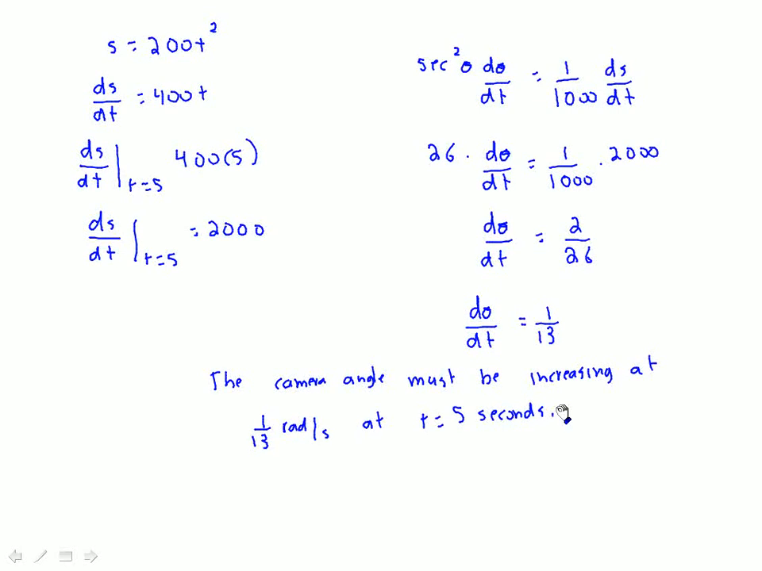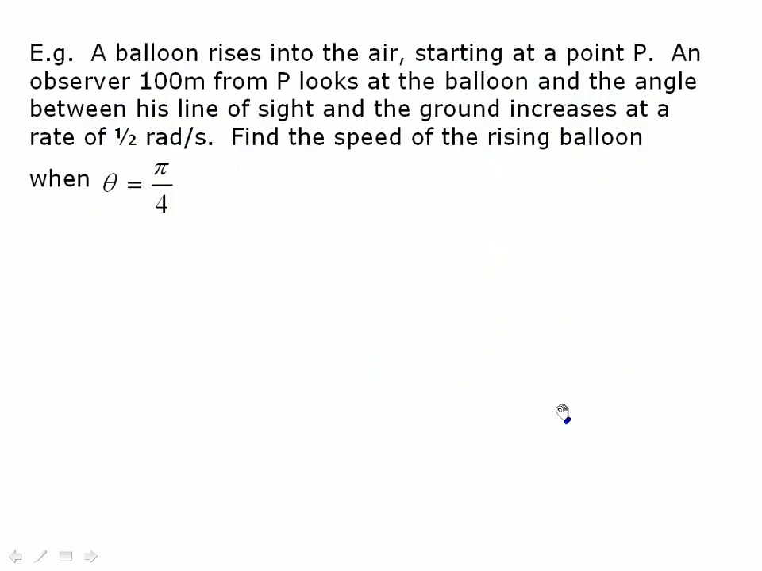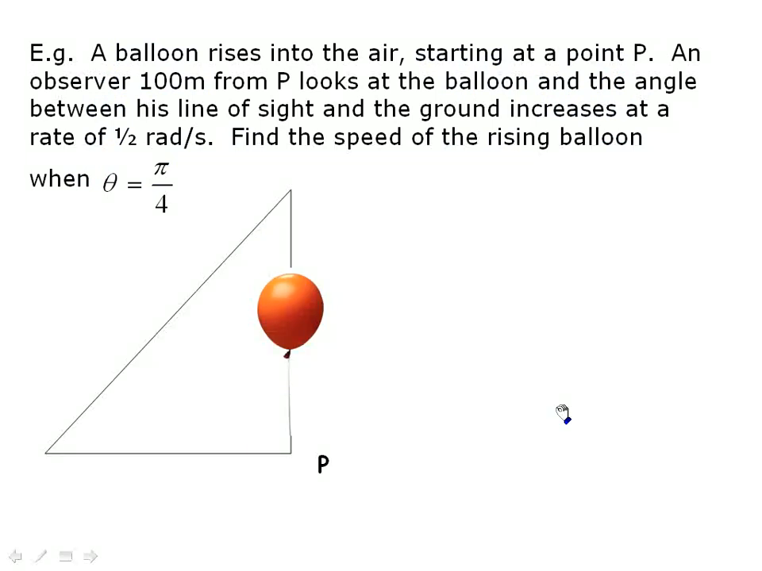Let's do another question. This balloon is rising at this particular amount, starting at point P. So let's get the diagram out here too. Big old balloon rising up. And an observer 100 meters from P is looking at this balloon, and the angle between his line of sight and the ground is increasing at a rate of 1 over 2 rads per second.